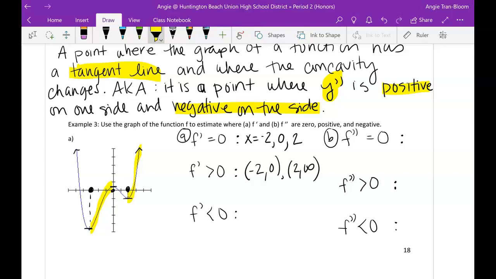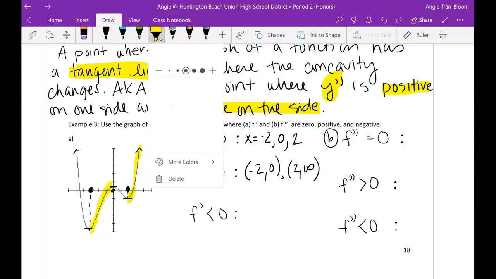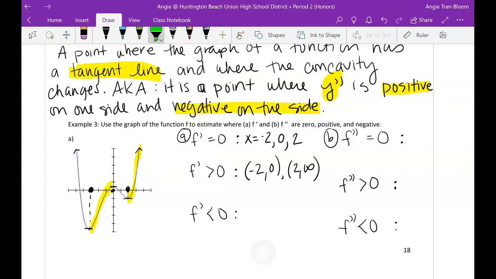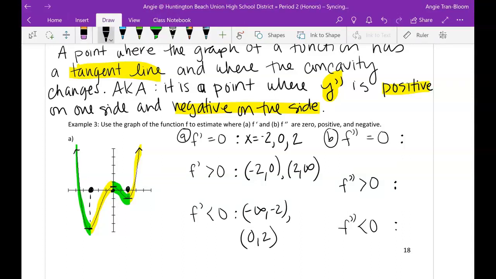Then let's talk about when it's decreasing. When is it less than 0? The derivative is less than 0 when the graph itself is decreasing. So there to there. So that's going to be -infinity to -2. And another location is here to here. So that's also decreasing. So that's 0 to 2. Okay, so those are the locations of decrease in the greens.